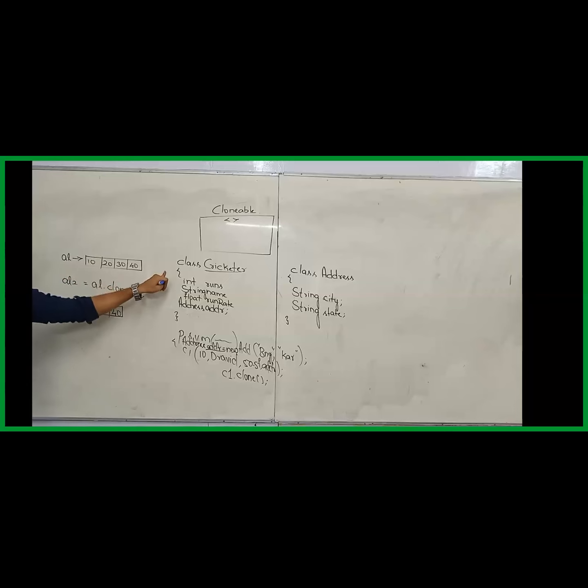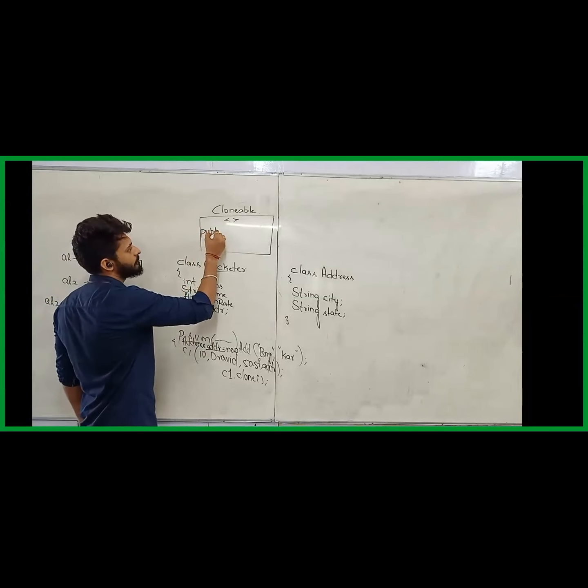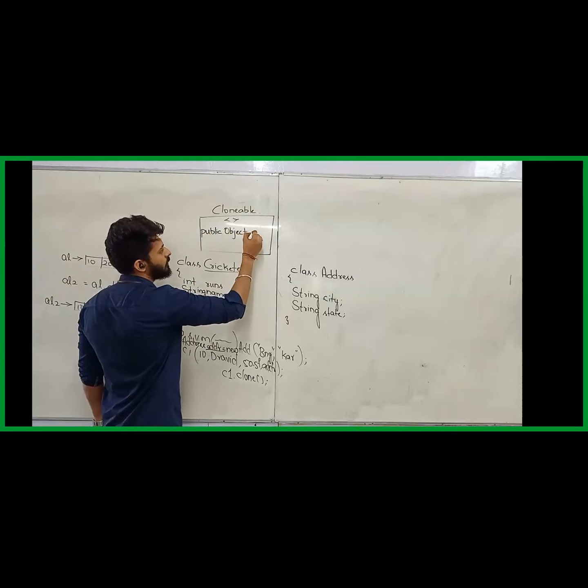But here this class is created by whom? By ourselves, that is, by us or a programmer. So we should inform that later we will create a copy of this one. How will we inform? Ultimately, there is one interface called Cloneable interface, and there is one method available inside that, called public Object clone.